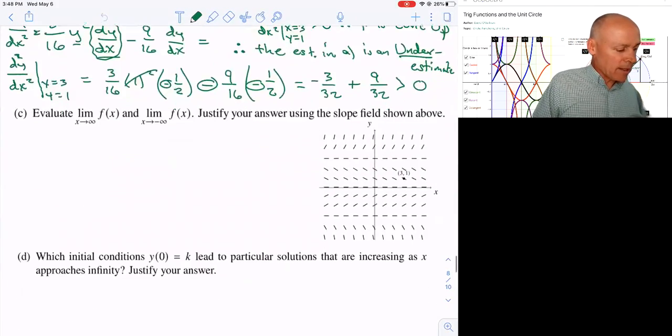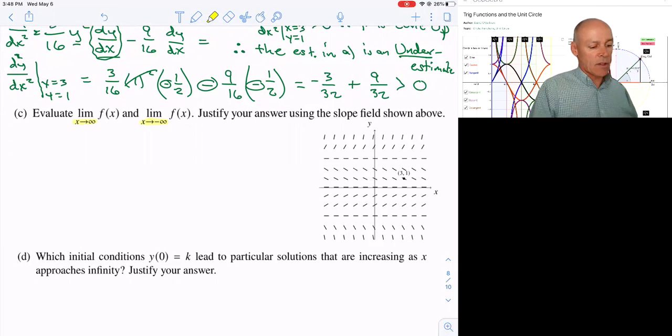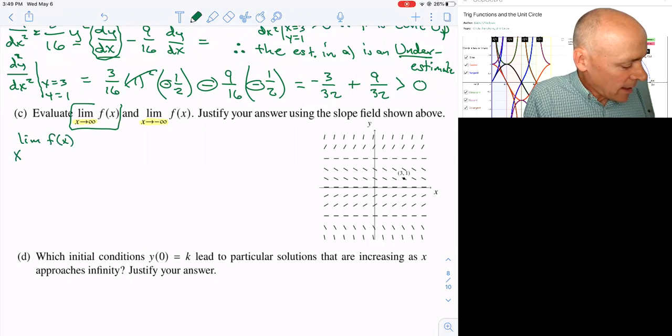Part C says evaluate the limit as x approaches infinity of f of x and the limit as x approaches negative infinity of f of x. Justify your answer using the slope field shown above. I just kind of copied it down below. Okay, so this first one, the limit of f of x as x approaches infinity.